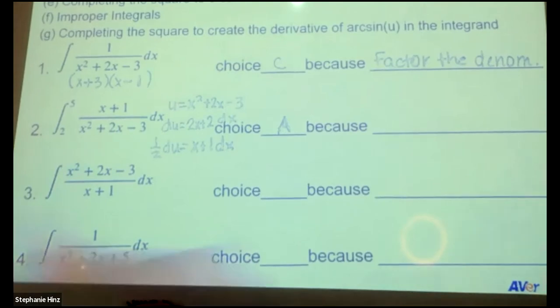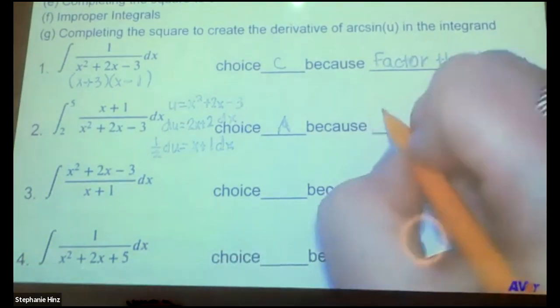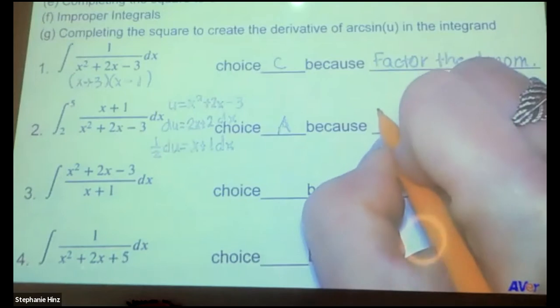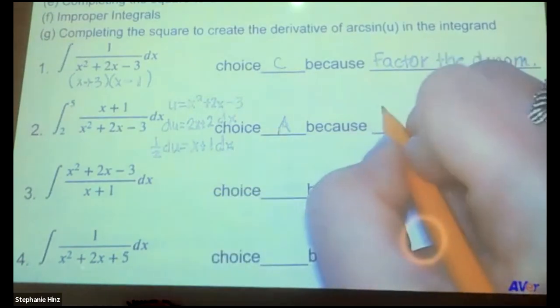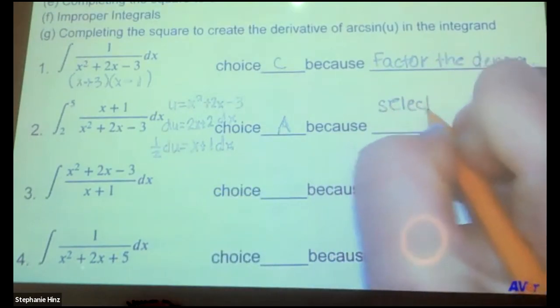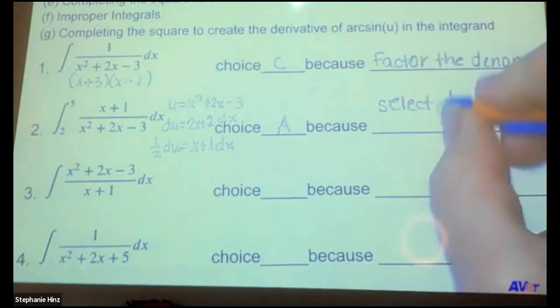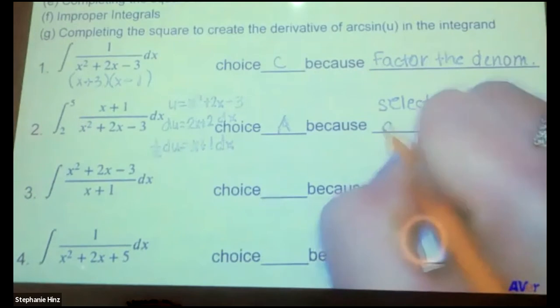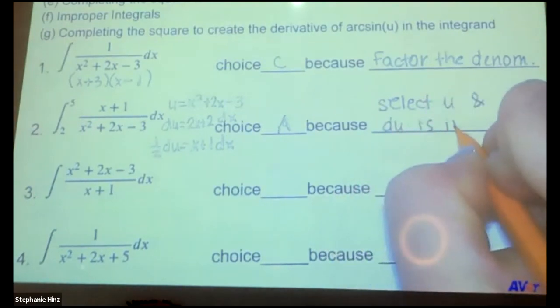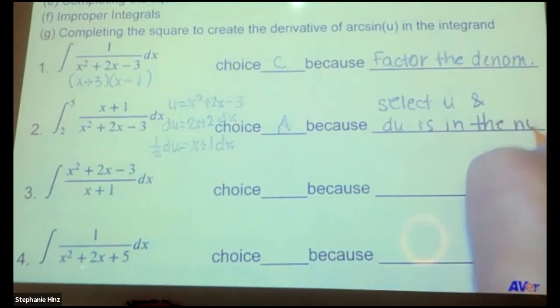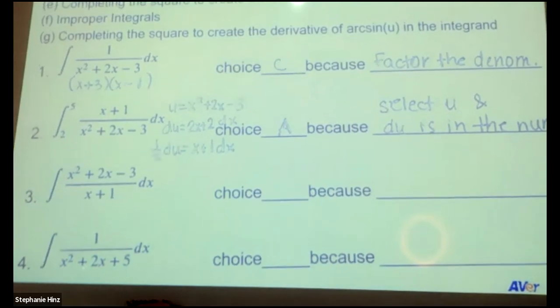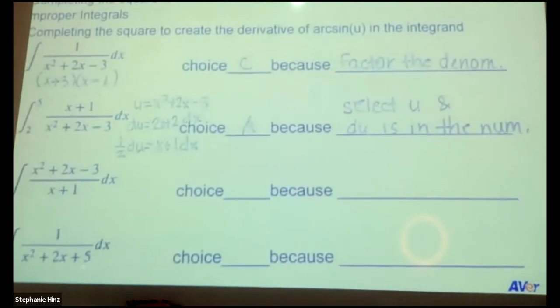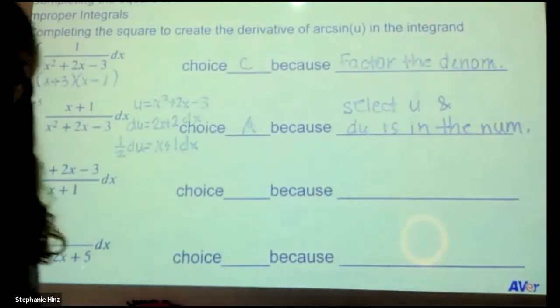Well, we picked that because when you take the derivative, you select the u, and du is in the numerator, and I selected the u from the denominator. That's how it happens so often.